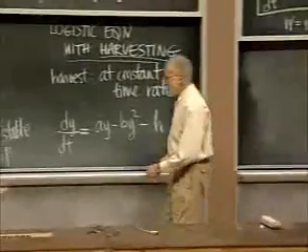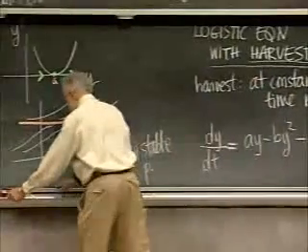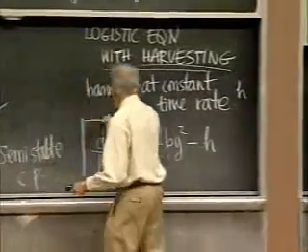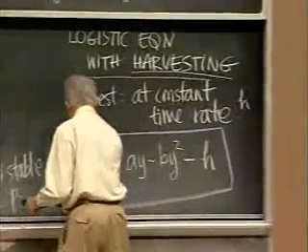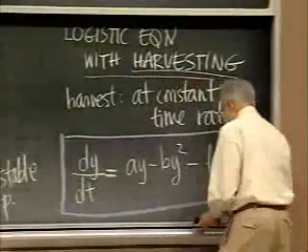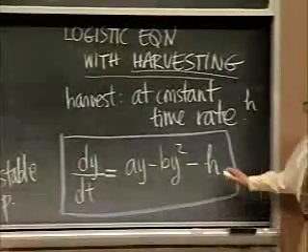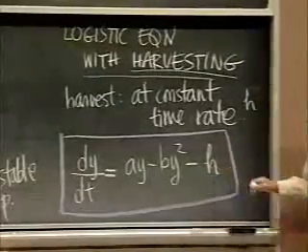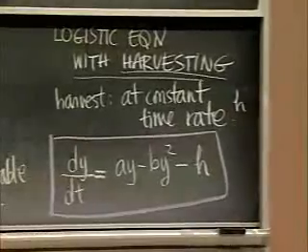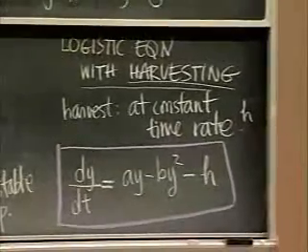Okay, our equation. Now, I want to analyze what the critical points of this look like. This is a little more subtle because there's now a new parameter there, and what I want to see is how that varies with the new parameter.